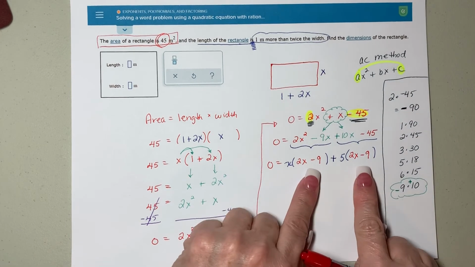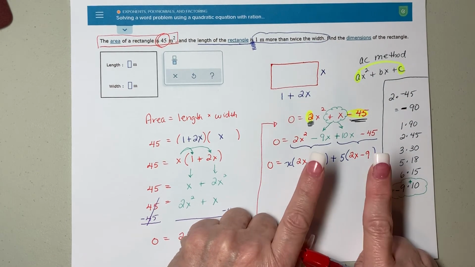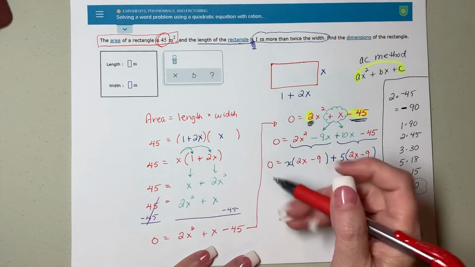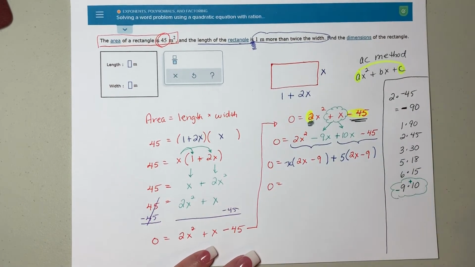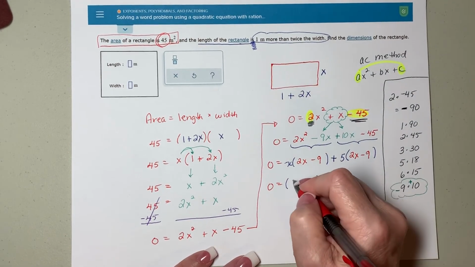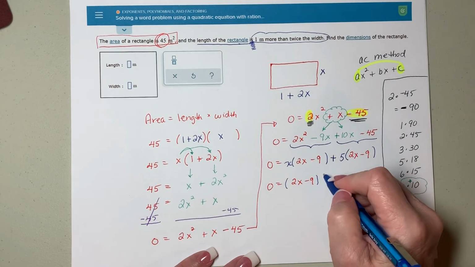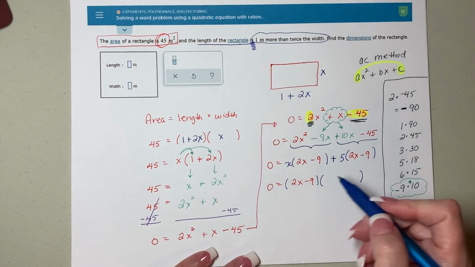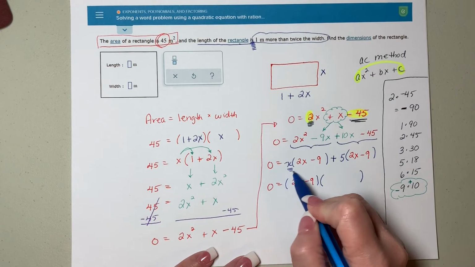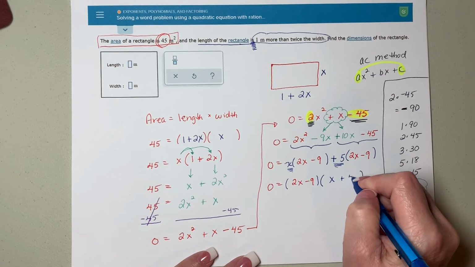And you'll notice both of my parentheses match. So that's one of my factors. My first factor, and I always put the matching one down first, but it really doesn't matter, is the 2x minus 9. The other factor is going to be this x and this plus 5 together. X plus 5.